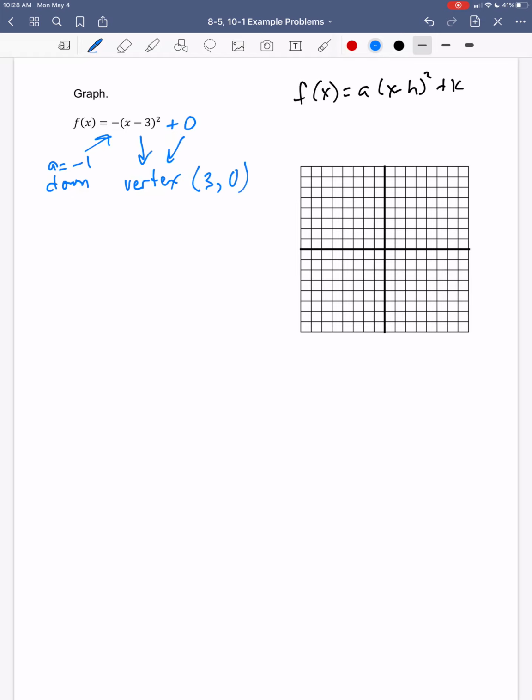So I can graph that. There's the point 3, 0. My axis of symmetry is going to go up and down through that point. And then I pick two x coordinates on the same side of the axis of symmetry.